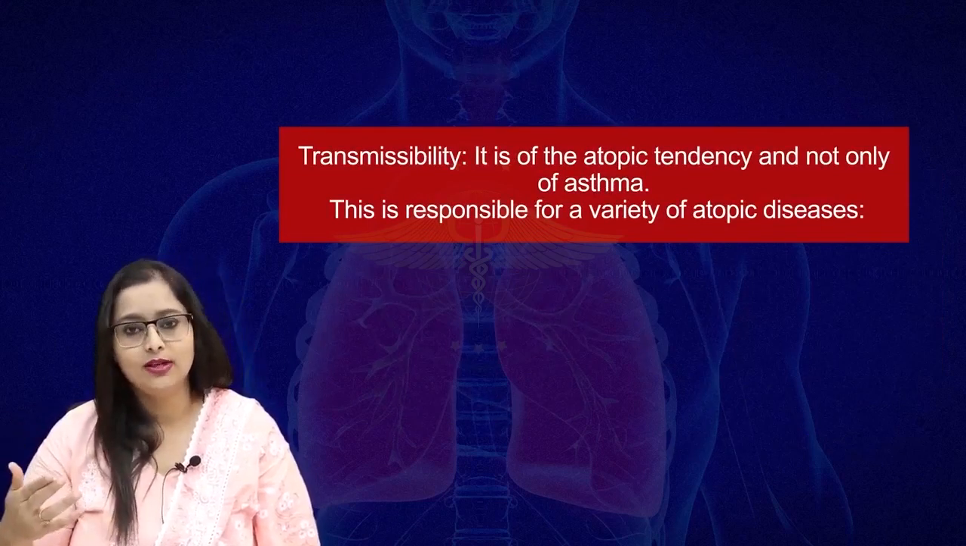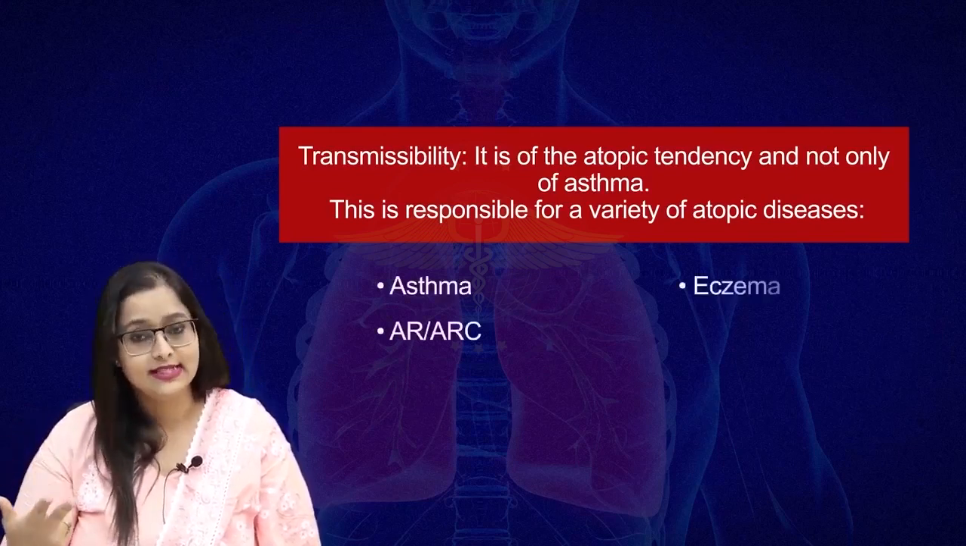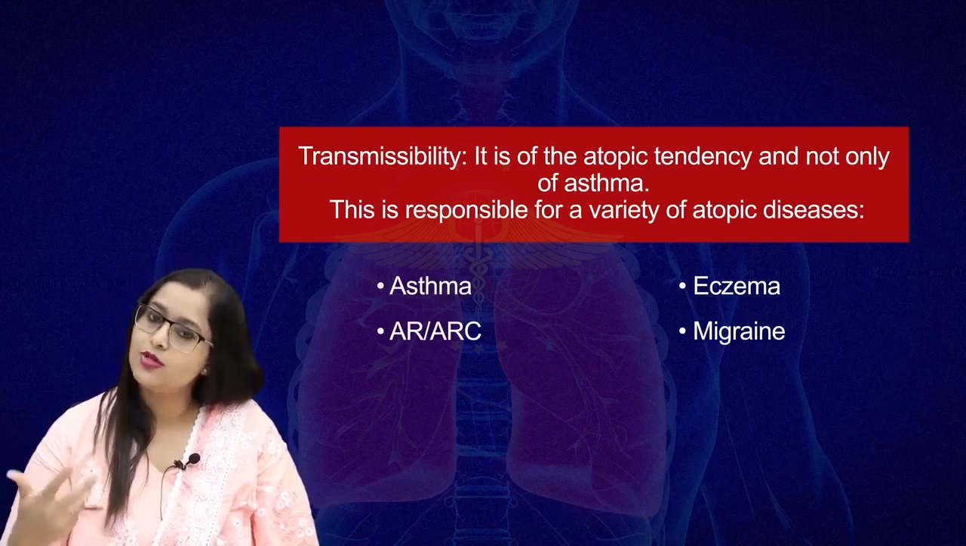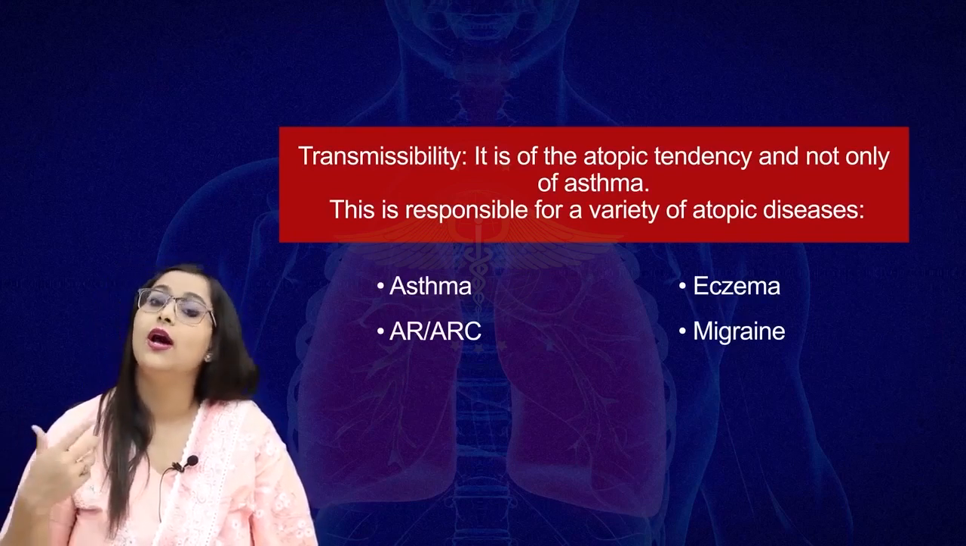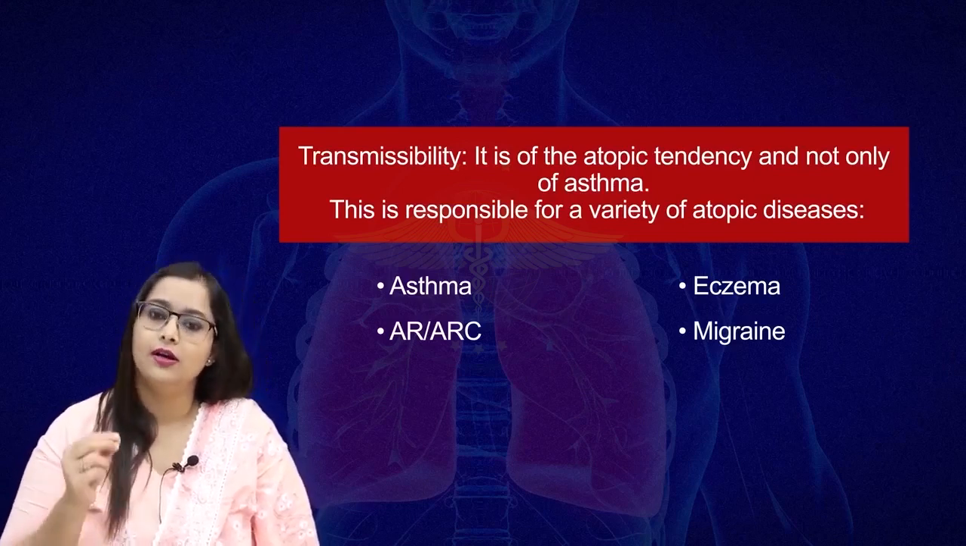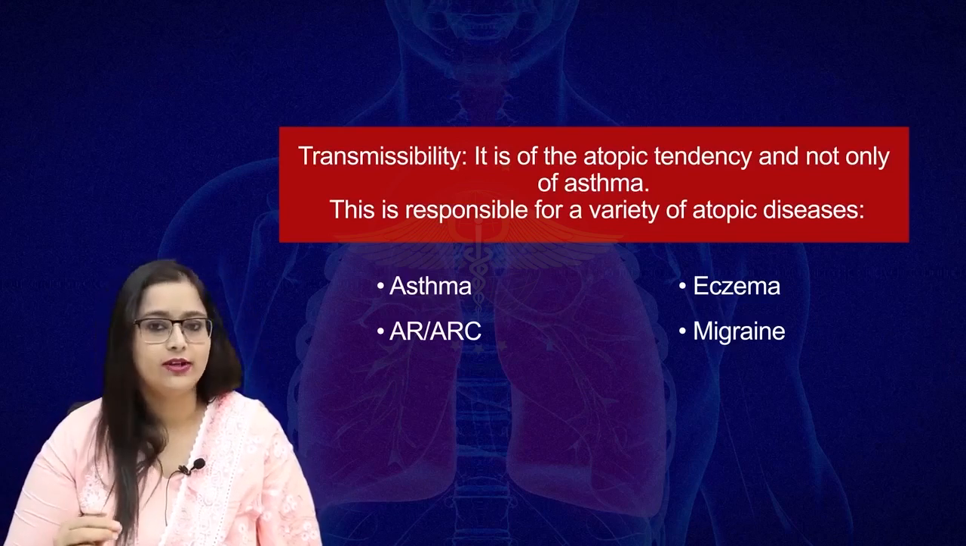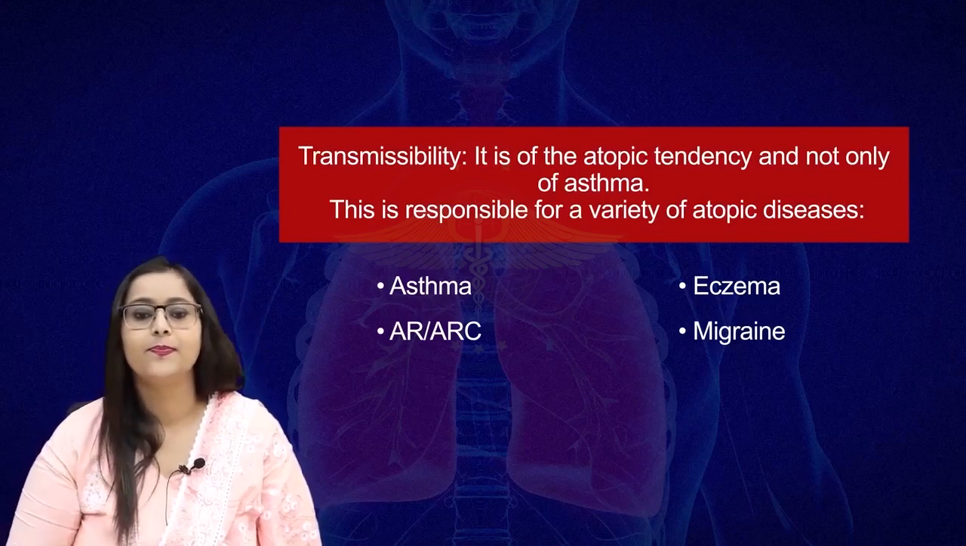And when we say atopy, we include asthma, we include allergic rhinitis, we include eczema and migraine. The importance of sharing this information is that you have to look for the presence of any of these four symptoms or diseases in patients when you have a provisional diagnosis of asthma in your mind.